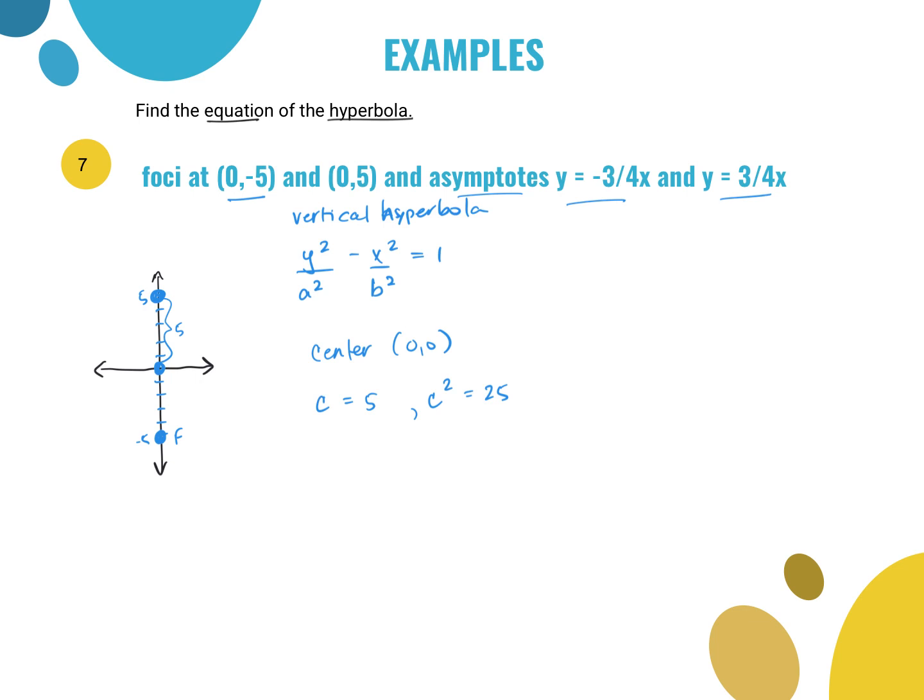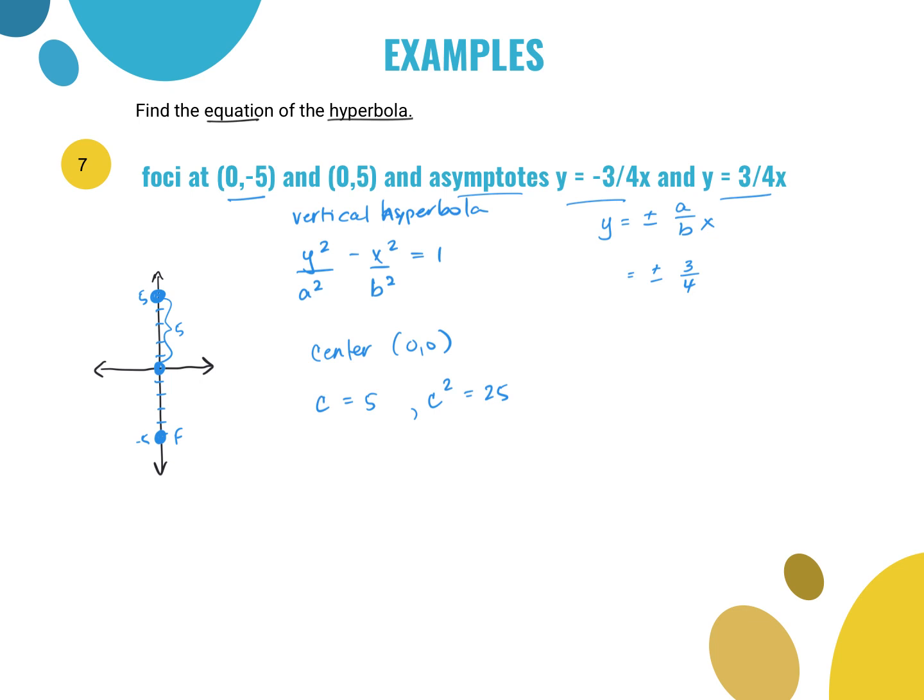Okay, so then let's see what else they give me. They tell me that my asymptotes are negative 3/4 x and positive 3/4 x. So again, this is a vertical hyperbola. I know the formula for this is plus or minus a over b x. So I know right now that a over b is going to be plus or minus 3 over 4.